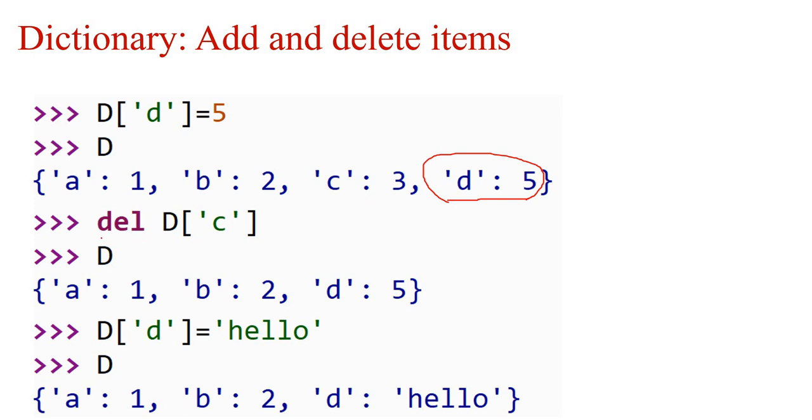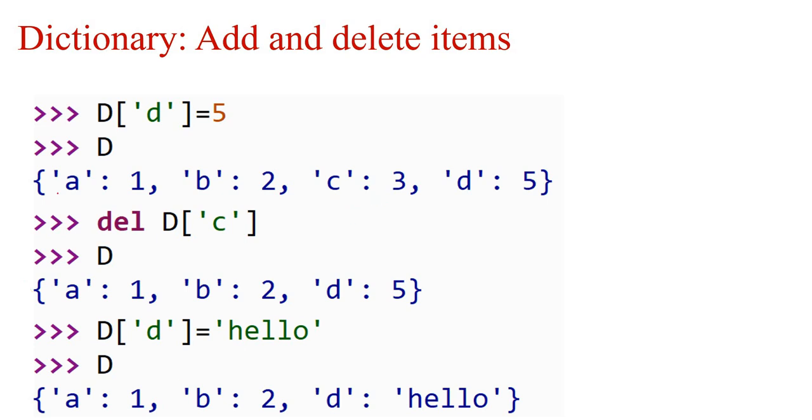You can also delete a key value pair. If you use del, and then the dictionary and square brackets with the key that you want to delete, it's going to get rid of that. You can see that this is removed from the dictionary now, and your new dictionary is going to be every other element except for the key value pair that you deleted.